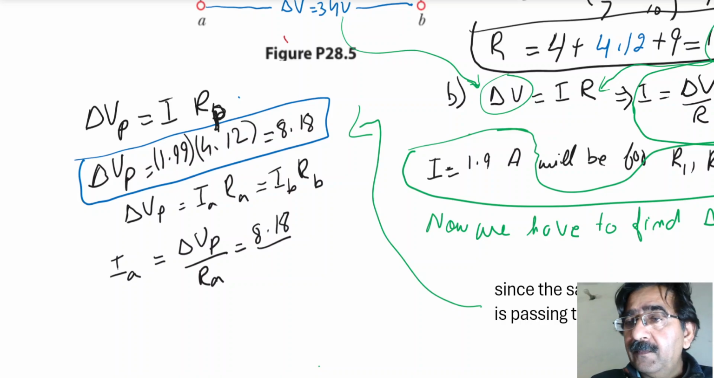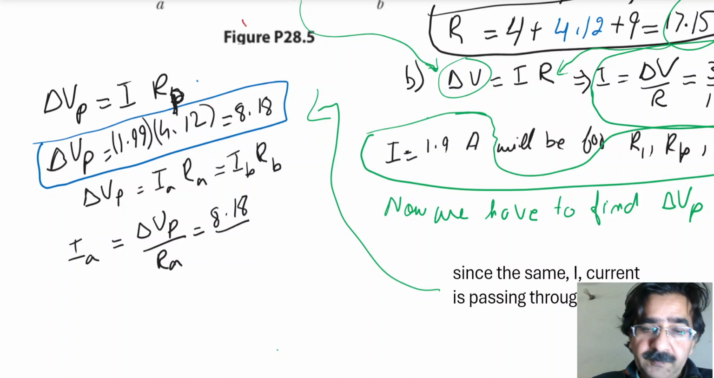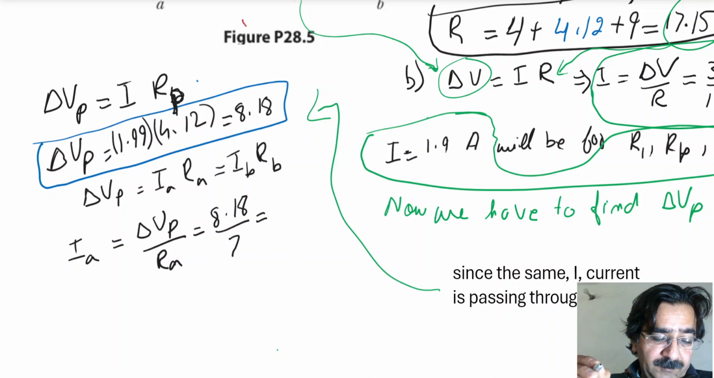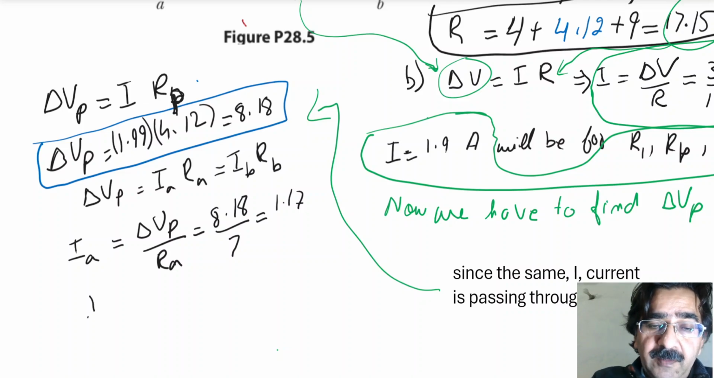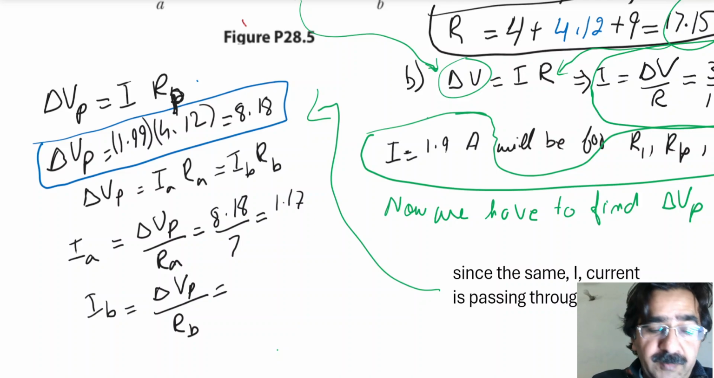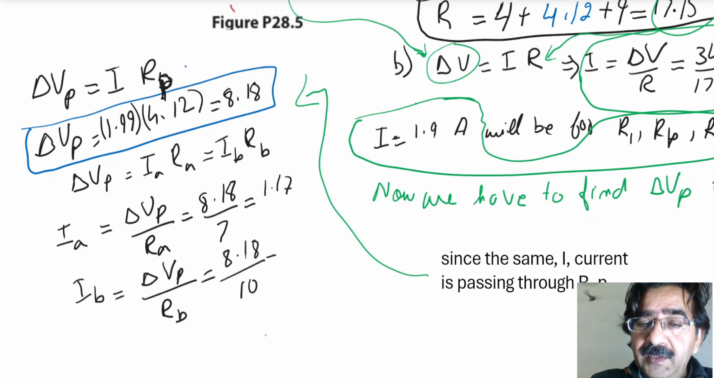What is RA? RA is 7. Okay, so with this 7, IA will be equal to 1.17. Similarly, IB will be equal to delta VP over RB. The voltage is the same because it is a parallel voltage, and RB is, I think, 10. Yes, 10. So then that will be equal to 0.818 ampere.